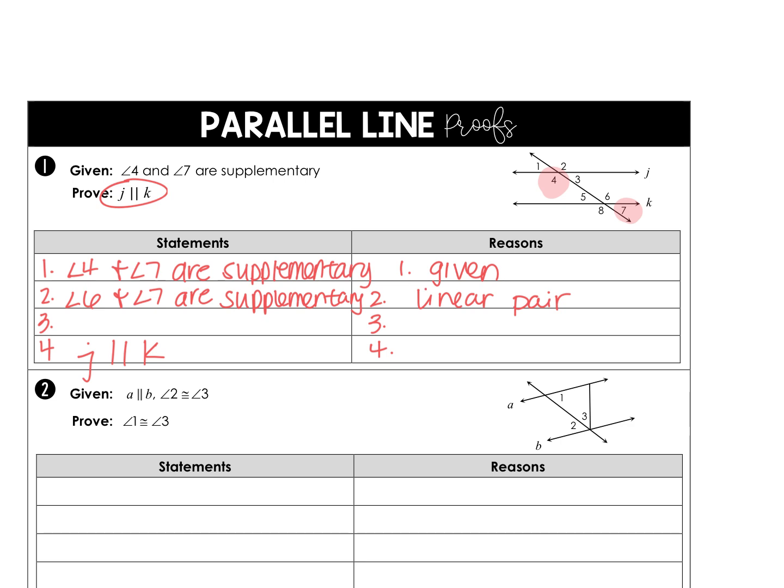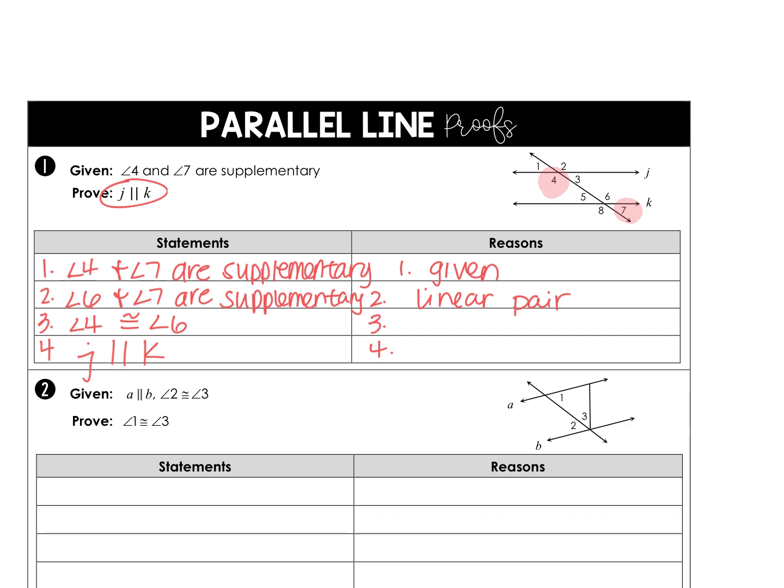It's really not bad. Now, they do get really complex, but we're not going to do any of the hard ones. We're going to keep it pretty chill. Cool? Okay. Now, I'm going to give you the next statement. I want you to try to figure out what the reason is. So the next statement is that angle 4 is congruent to angle 6.